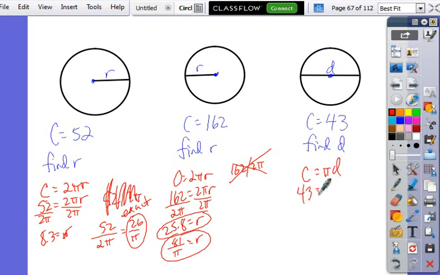Divided by pi, 13.7. There's my decimal version. And then your exact is 43 over pi, it can't change. So I'll leave that.